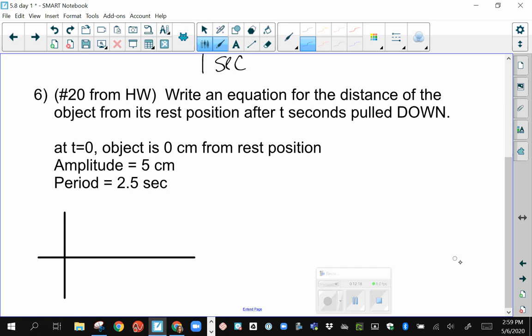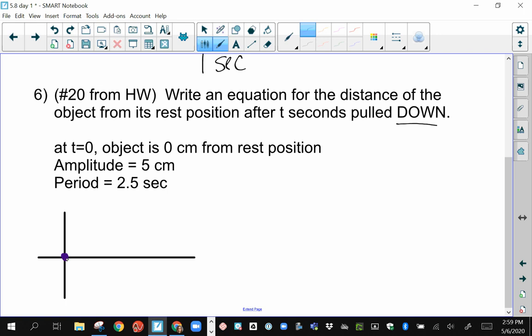Okay, my last example in this video is actually number 20 out of the textbook. It says write an equation for the distance of the object from its rest position after t seconds pulled down. So at t equals 0, the object is 0 centimeters from rest. That means it's going to be starting at rest. Then we start the clock and we pull it down. So I think it might be wise for you to start with a picture.